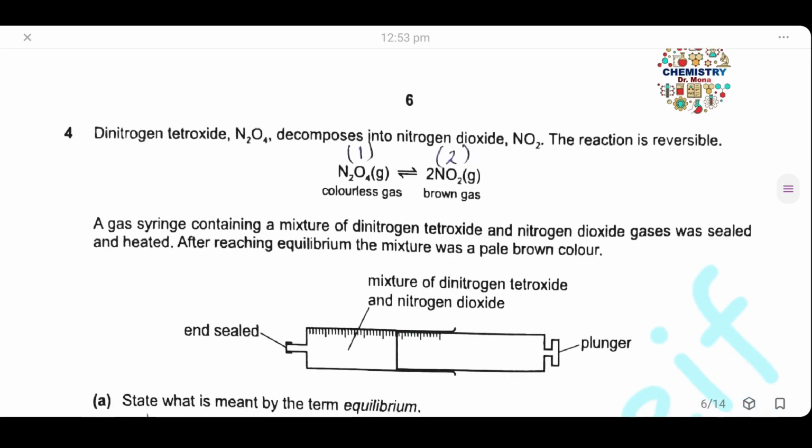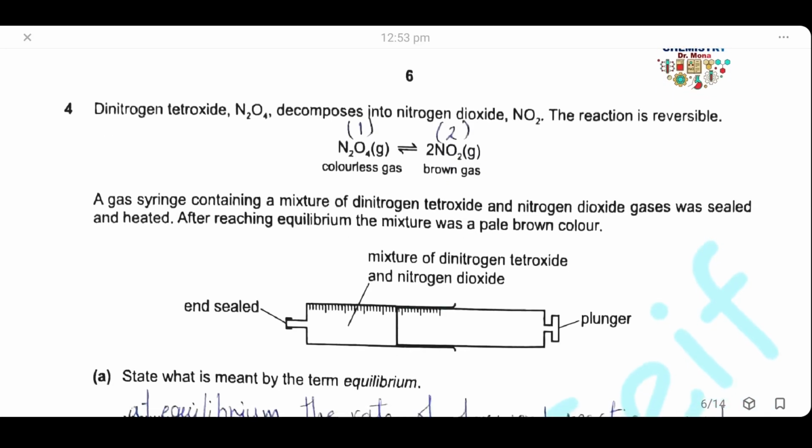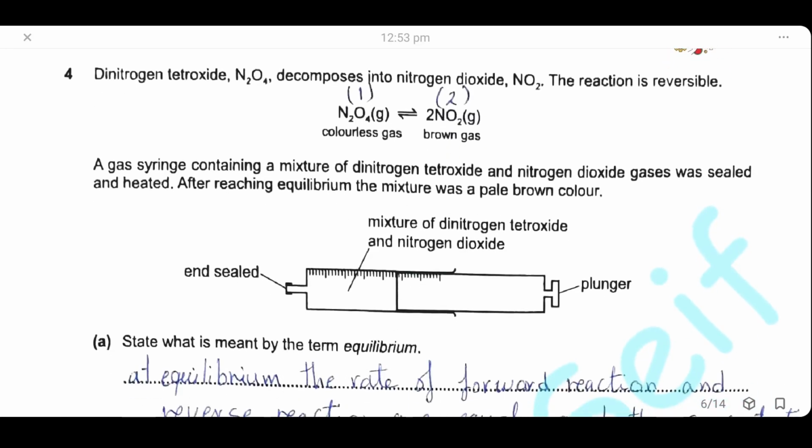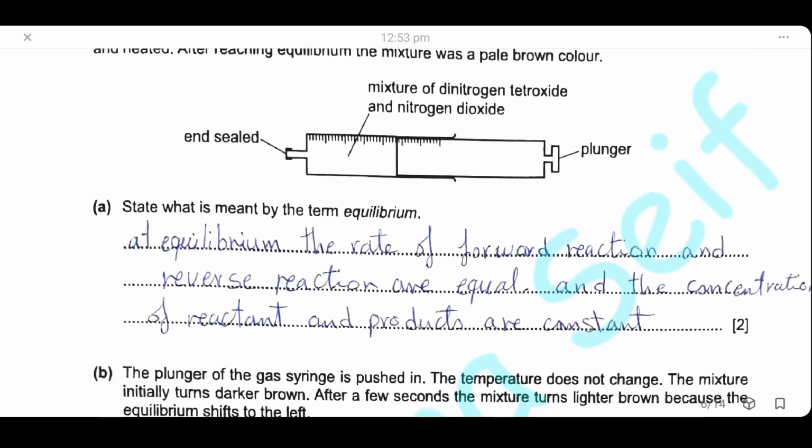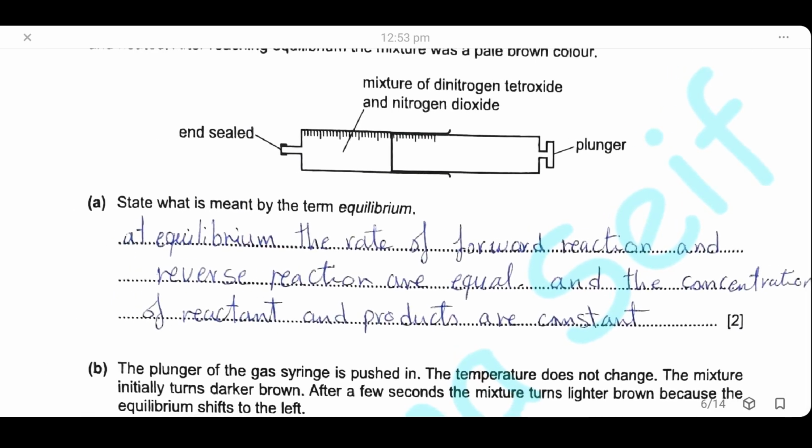Nitrogen tetraoxide decomposes into nitrogen dioxide, and this reaction is reversible, as is shown from the equation. A gas syringe containing a mixture of nitrogen tetraoxide and nitrogen dioxide gases was sealed and heated. After reaching equilibrium, the mixture was a pale brown color. State what is meant by the term equilibrium. At equilibrium, the rate of forward reaction and the rate of backward reaction are equal, and the concentrations of the reactant and product are constant.